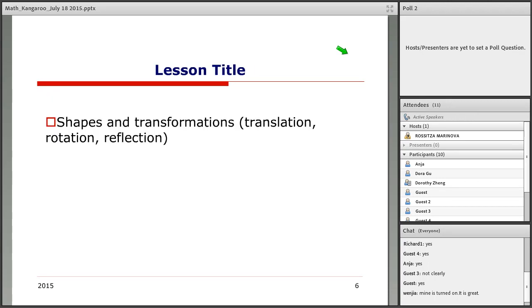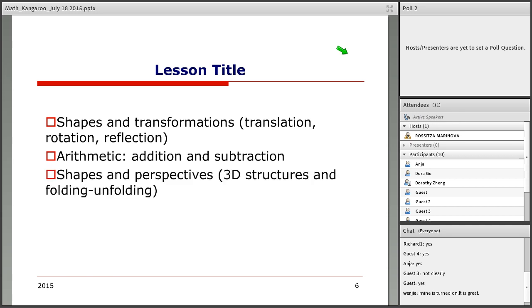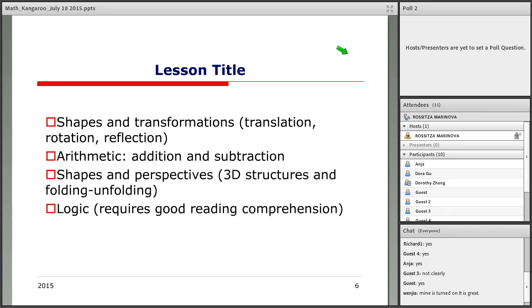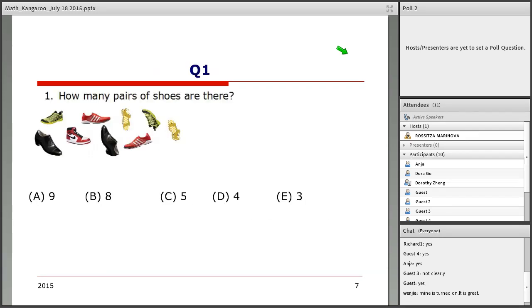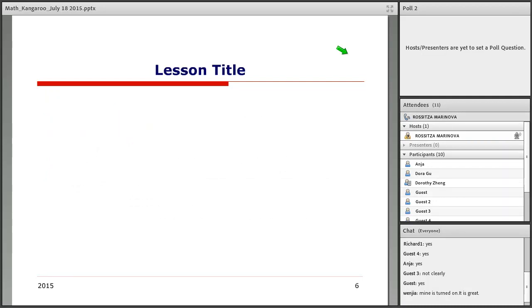Now, as I mentioned today, we will be going through some of these questions. Sorry, I'm just going to show you some of these topics again. Shapes and transformations, addition and subtraction, shapes and perspectives, and logic.